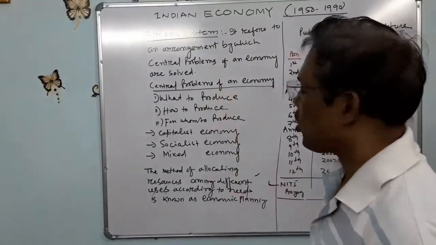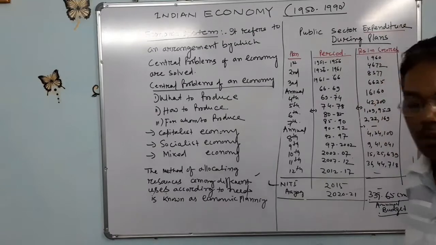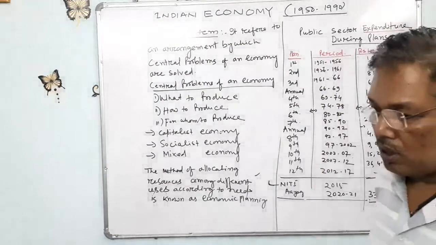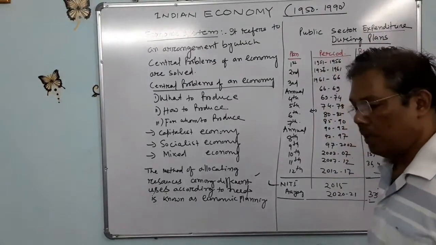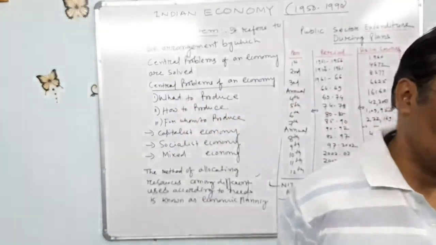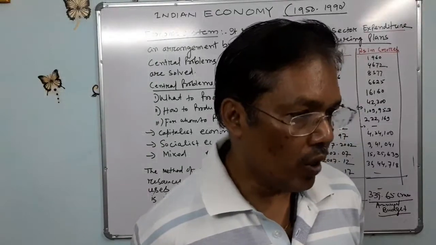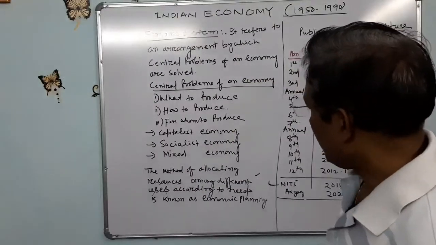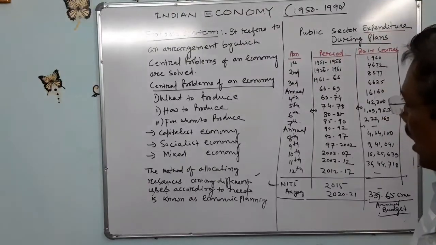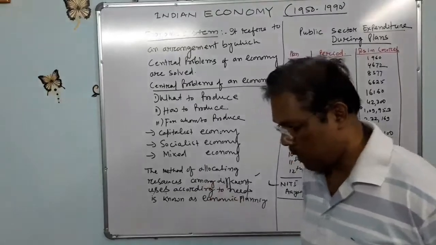First, I want to discuss what we mean by economic system. Economic system refers to an arrangement by which the central problems of an economy are solved. What do we mean by central problems of an economy? We have already discussed these points in macroeconomics as well as microeconomics in class 11th, so I don't want to discuss more, but know that there are 3 central problems of an economy, in the case of allocation of resources: what to produce, how to produce, and for whom to produce. Allocation of resources is related to economic planning.